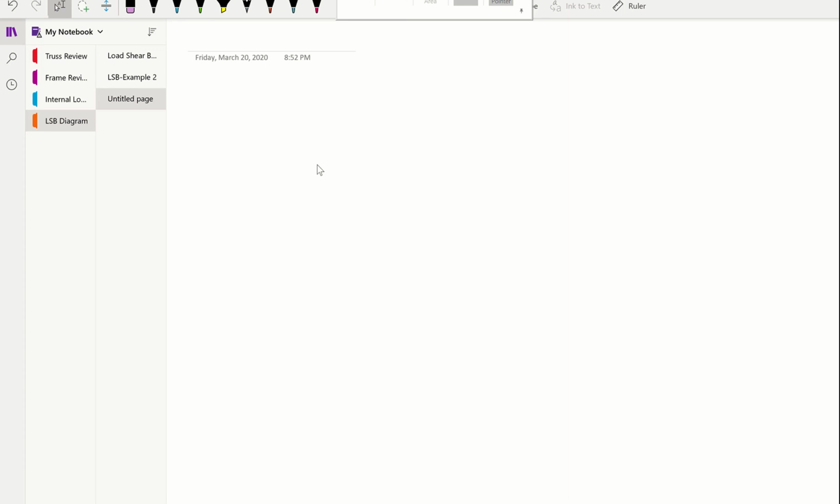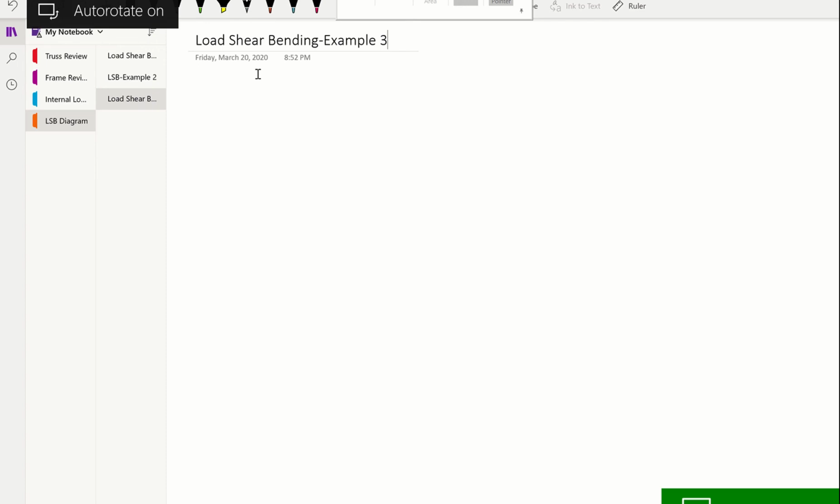Hello, this video is dedicated to solidifying the load, shear, bending diagram again, however, with introducing new concepts. So let's name this: it's going to be load shear bending, Example 3. Okay. So today we're going to introduce this example.